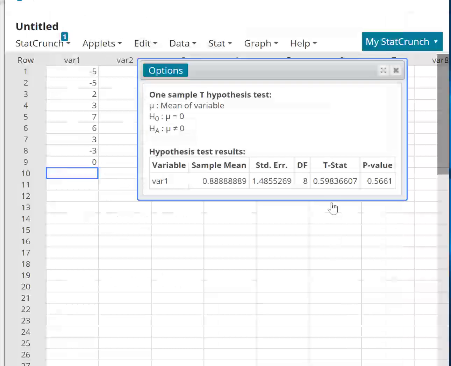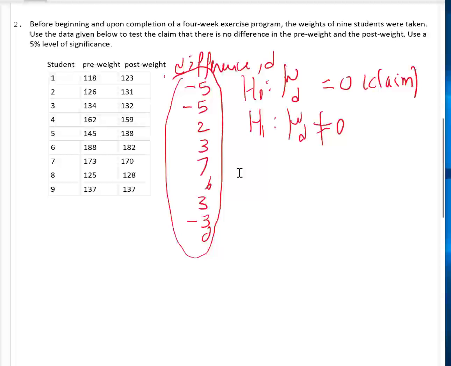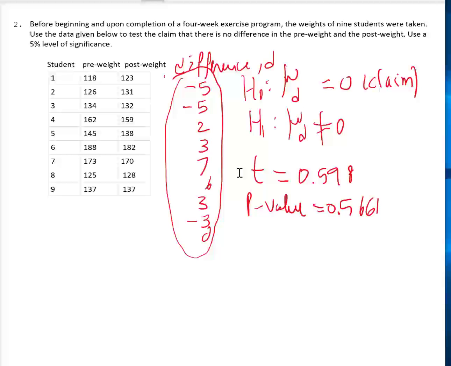And just hit compute. Okay, what is the test statistic? It's 0.598. And what's the p-value? It's 0.5661. That's all I need, and I'm done with StatCrunch. So you just go here and put the test statistic t. That's step number 2, which is 0.598, and the p-value. The p-value is a huge 0.5661, which is more than alpha. We fail to reject H0.